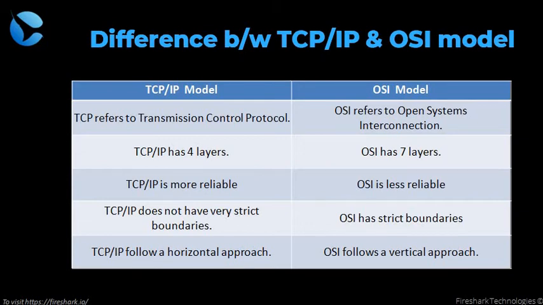Now, we will discuss the difference between the TCP/IP model and the OSI model. TCP refers to Transmission Control Protocol, while OSI refers to Open System Interconnection. TCP has 4 layers, OSI has 7 layers. TCP is more reliable and OSI is less reliable. TCP/IP does not have very strict boundaries. On the other hand, OSI has very strict boundaries. TCP/IP follows a horizontal approach, whereas OSI follows a vertical approach.